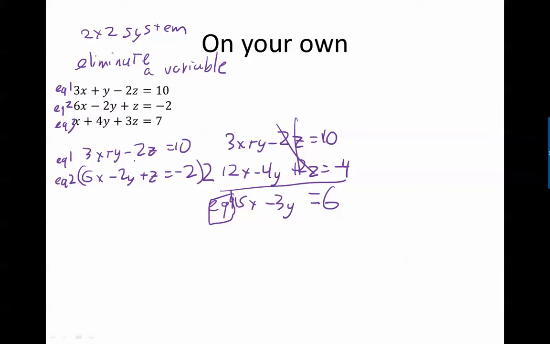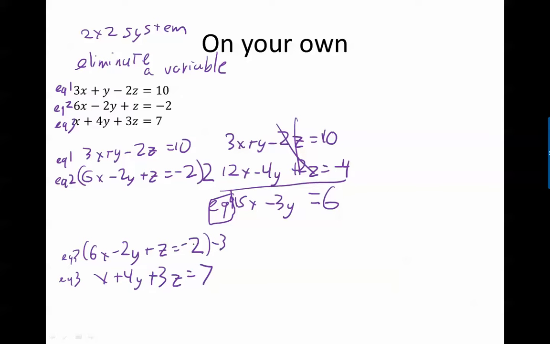So instead of using 1 and 2, because I've already done that, I'm going to use 2 and 3. So equation 2 and equation 3. That's 6x minus 2y plus z equals negative 2. And that's x plus 4y plus 3z equals 7. Let's see here. To get rid of the z's, this is a positive 3. So I need to make this one a negative 3 by multiplying by negative 3. So that's going to give me negative 18x plus 6y minus 3z equals positive 6. And my bottom equation here did not change.